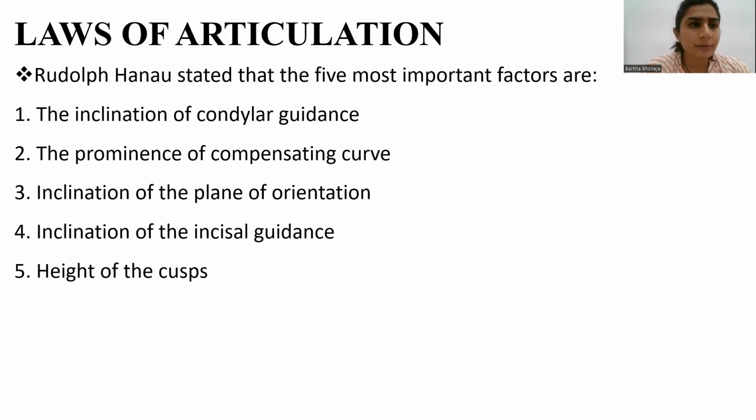Now, we are moving to the laws of articulation. Okay, so Hanau gave 5 laws. You just need to remember these 5 laws: condylar guidance, compensatory curve, plane of orientation, incisal guidance, height of the cusp. Now, all of these elements will be discussed with you in the next set of webinar series.